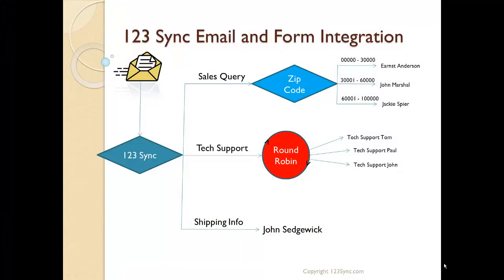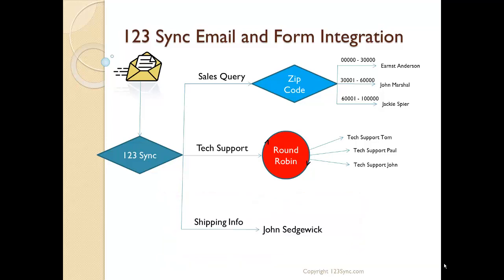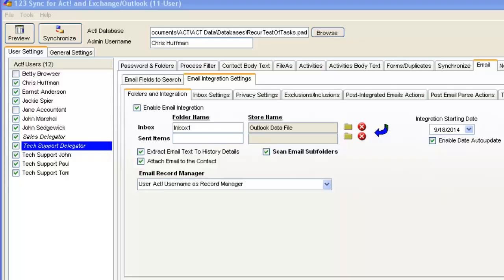Now we come into the third part of our demonstration: how do we just get an email or a web form, parse it and assign it to an individual in ACT. It's quite easy. We're going to take a little bit more of the complex side, but follow me and you'll like it. So let's get back into 123 Sync and see how we can set up something where John Sedgwick can get email queries or web form queries attached to contacts he's dealing with.